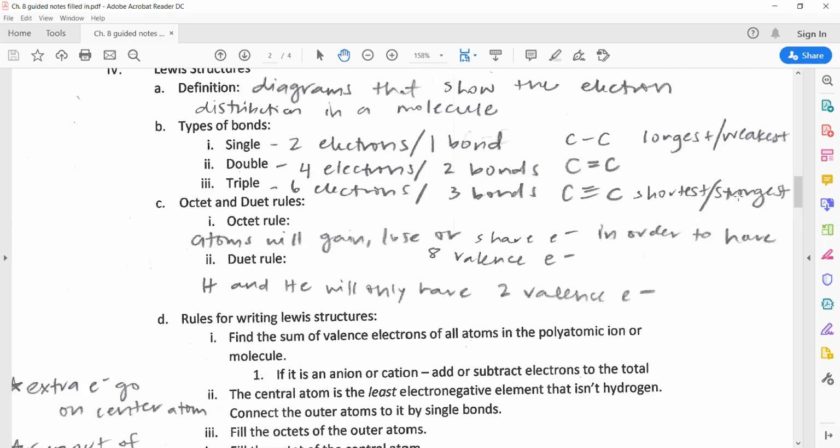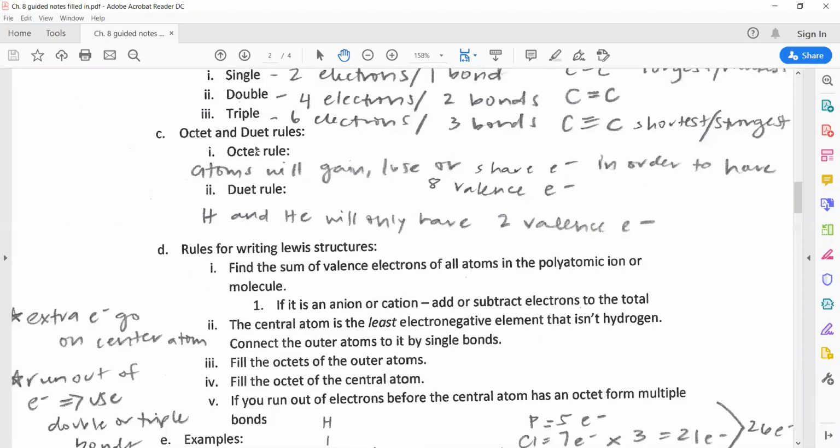So the reason atoms are forming bonds in the first place is because of what's called the octet and the duet rules. So the octet rule is saying that atoms will gain, lose, or share electrons in order to have 8 valence electrons. So they want to be like a noble gas. Noble gases have 8 valence electrons. The duet rule is kind of the exception to the octet rule. So everybody's going for 8 except for hydrogen and helium.